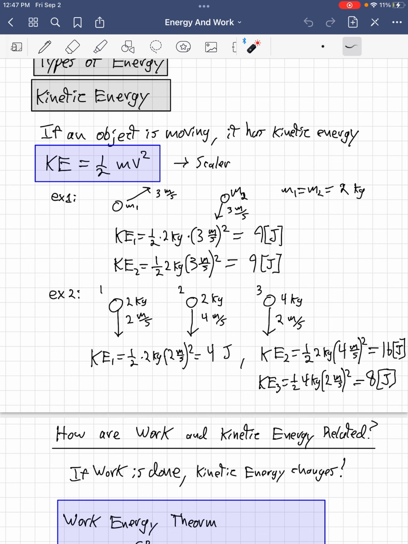What about this object? It has a mass of 4 kilograms, so twice as much as example 1, and has the same velocity as example 1. So we've doubled the mass now compared to this example. And when we double the mass, the kinetic energy will double, right? But the speed is staying the same.